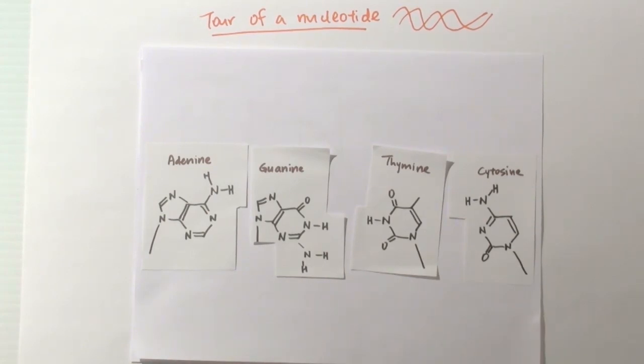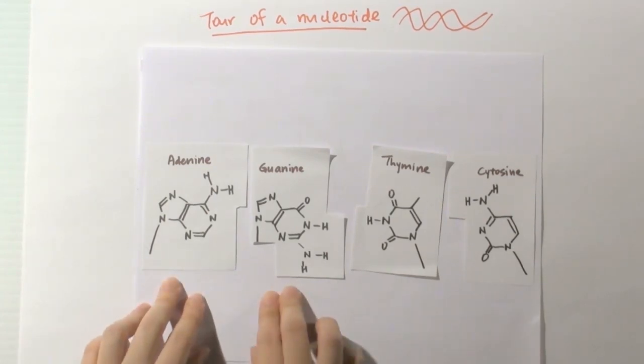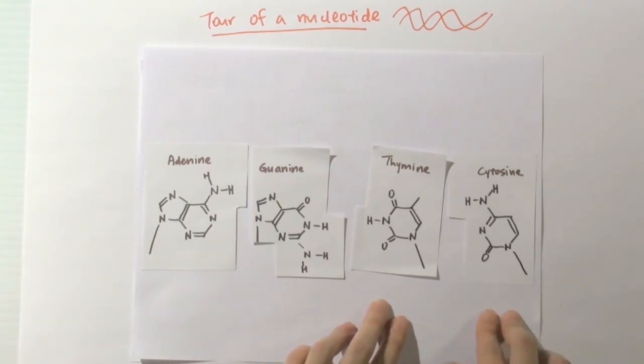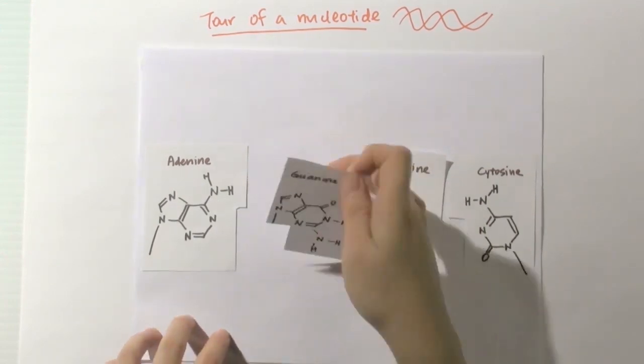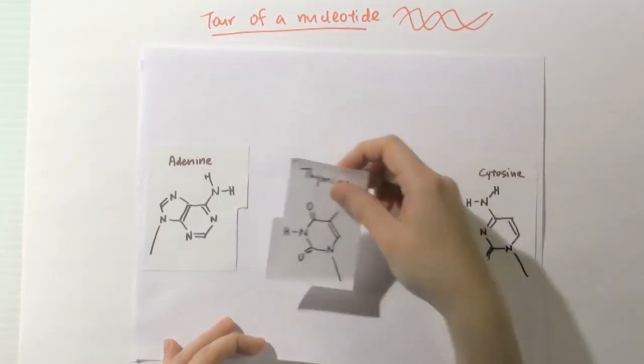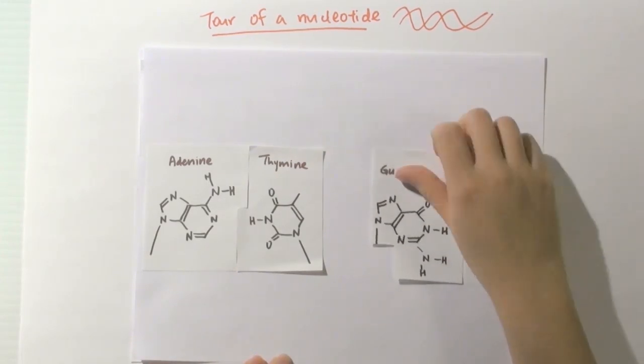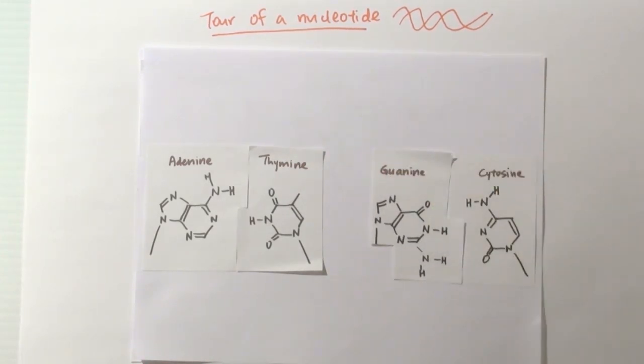So I like to remember that the larger bases have the smaller name purines, and the smaller bases have the larger name pyrimidines. So you might remember that A always pairs with T and G always pairs with C. So take a moment and think about what bonds are holding together these complementary base pairs. Now, if you said hydrogen bonds, you are absolutely right.